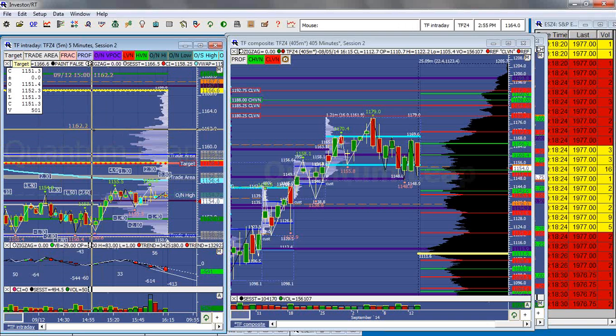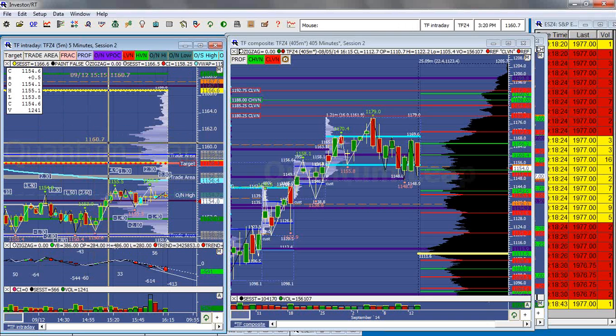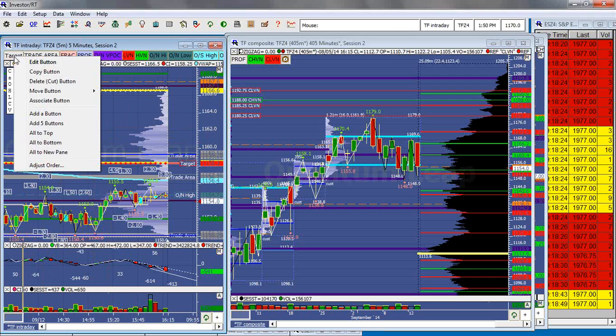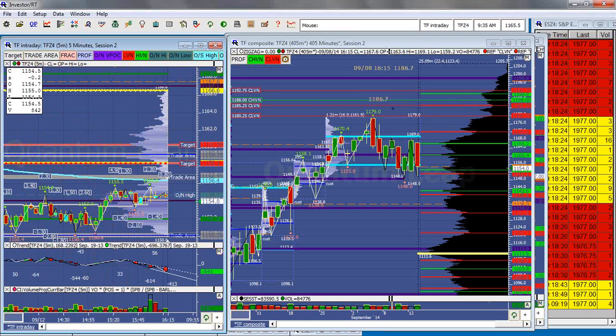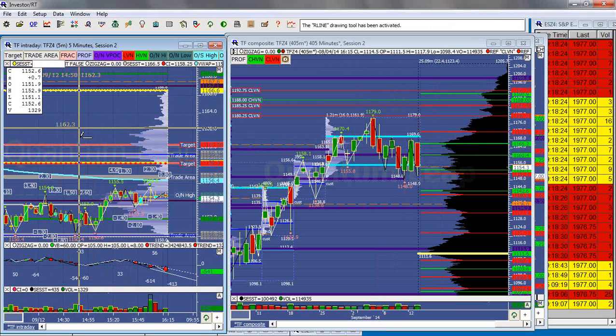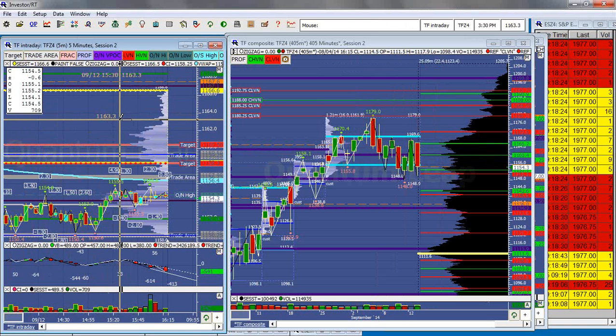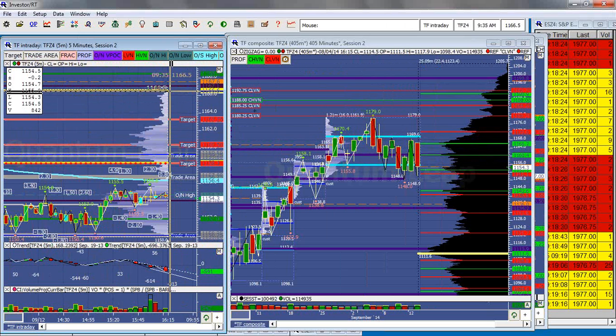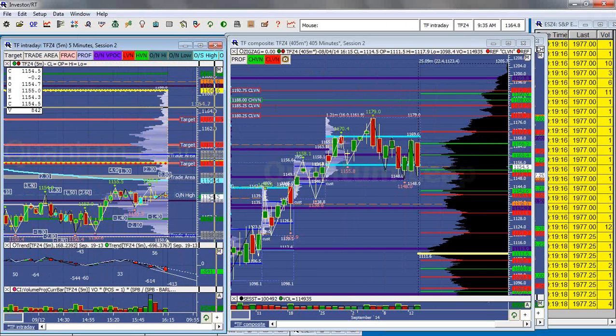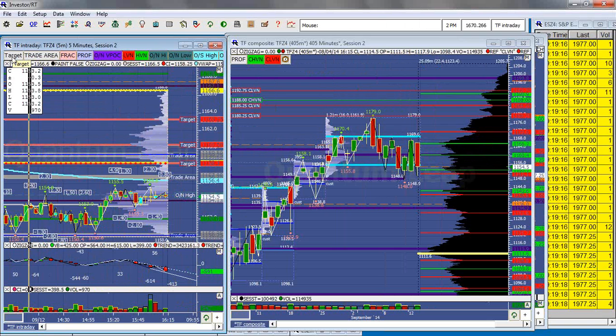Where's my target's not going? Sometimes my buttons do not want to work for me. 60.40. There we go. And then you've got above that, you've got 63.30. And then the big number, which is going to be up here at 66.20, is where I'd target because it's a CHVN.